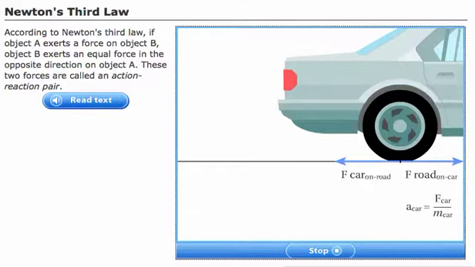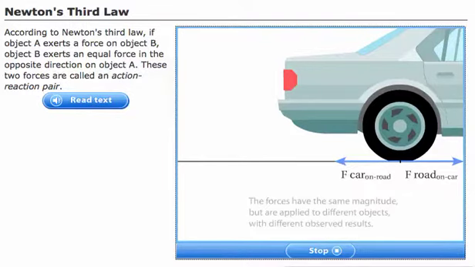And the force on the road, which is firmly attached to the earth, makes the earth accelerate, although only by a very small amount. Adding the force on the road and the force on the car does not make sense because the forces are applied to different objects with different observed results. A force on the earth doesn't affect the car, and a force on the car doesn't affect the earth.